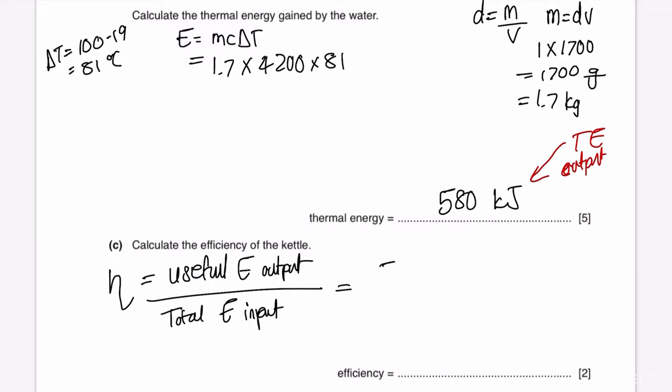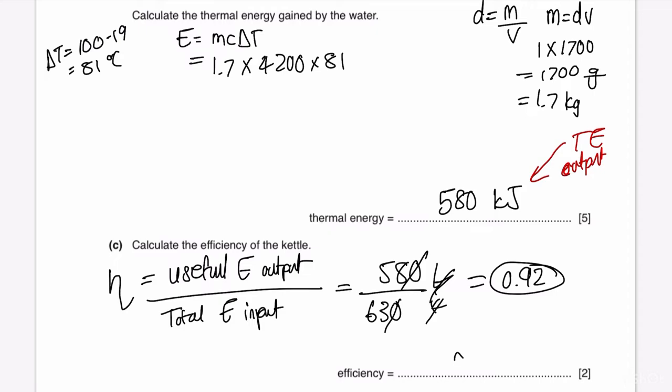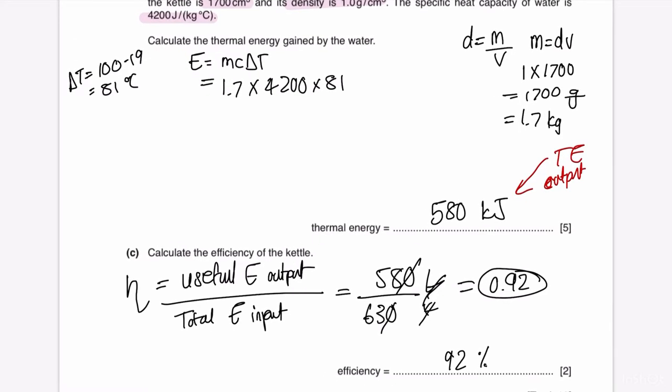So output of my bus 580 kilojoules and input of my bus 630 kilojoules. So it doesn't really make a difference. Agar main yahan par k bhi lagati hu, cancel out ho jata hai, theek hai. So 58 divided by 63 is around 0.92, but efficiency usually hum percentage mein dete hain, but aap 0.92 bhi likhne masla nahi hai, to I'm just going to write it as percentage, which is 92%. Theek hai, decimal se percentage mein conversion hota hai, multiply by 100.